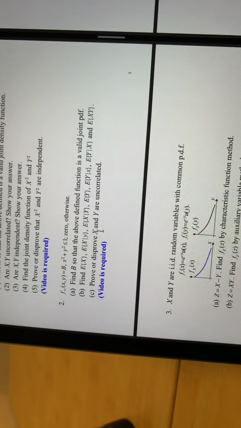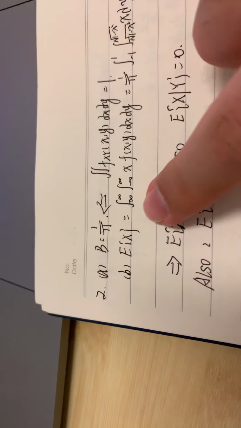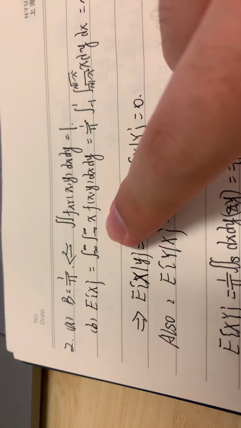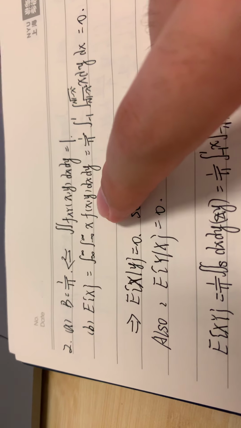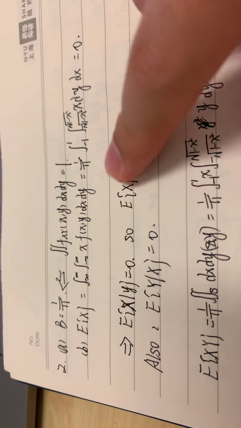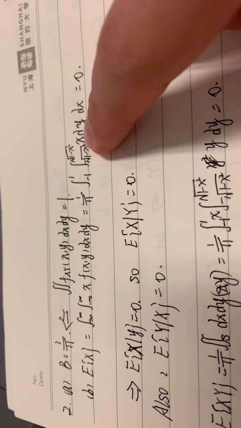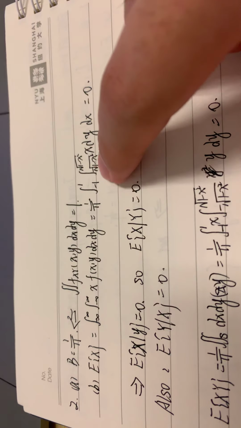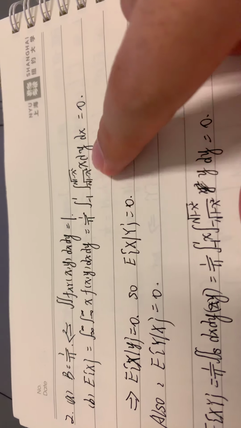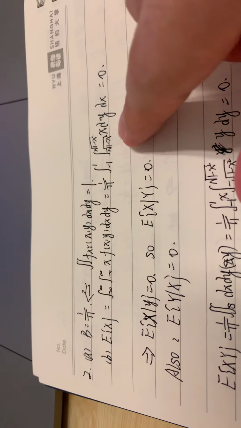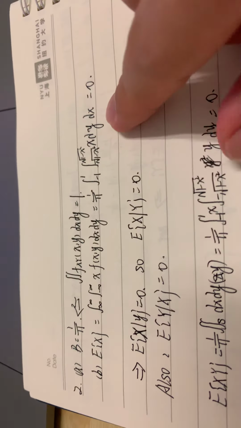Question B: we should find the expectation of X, the conditional expectations of X given Y and of Y given X, and the expectation of XY. Let's do it. We first find E[X]. E[X] is just the integral of x times f_XY dx dy. Let's write it down. We find that x is an odd function, so the whole result should equal 0.